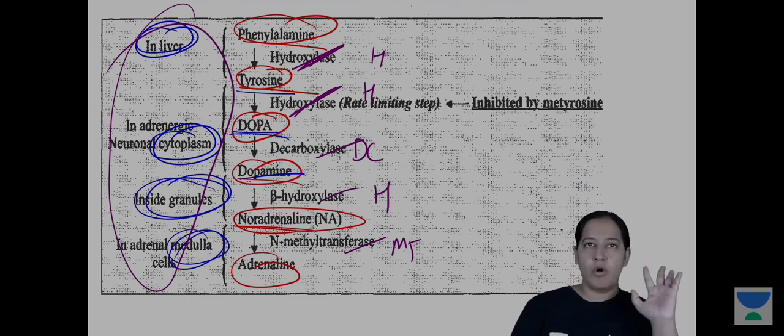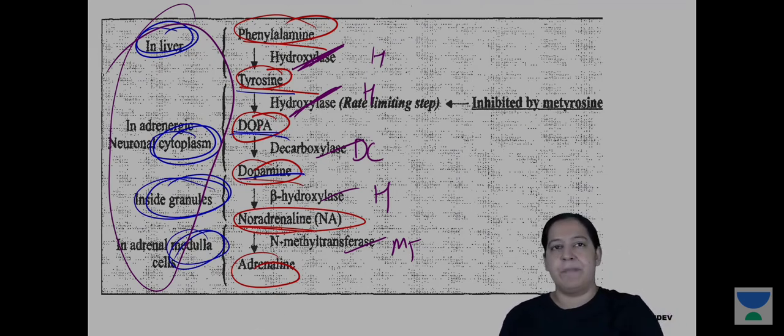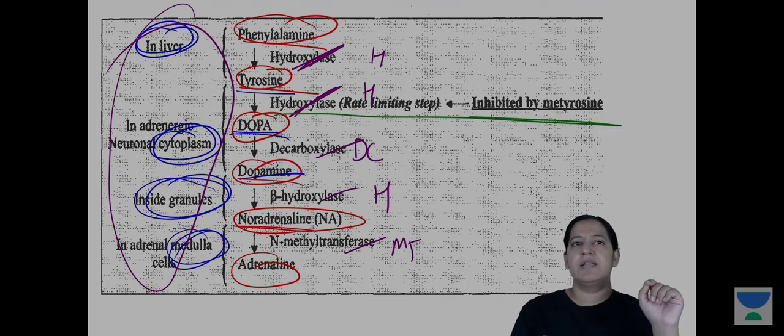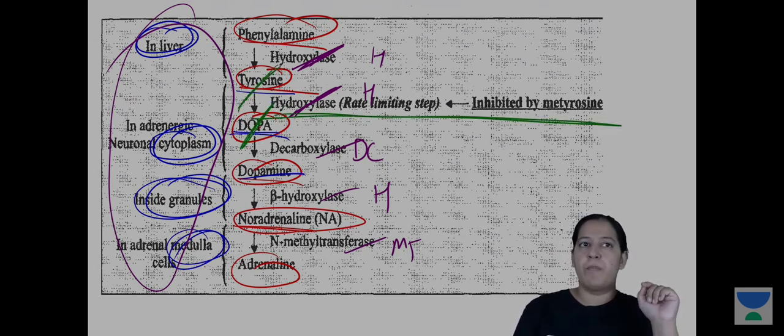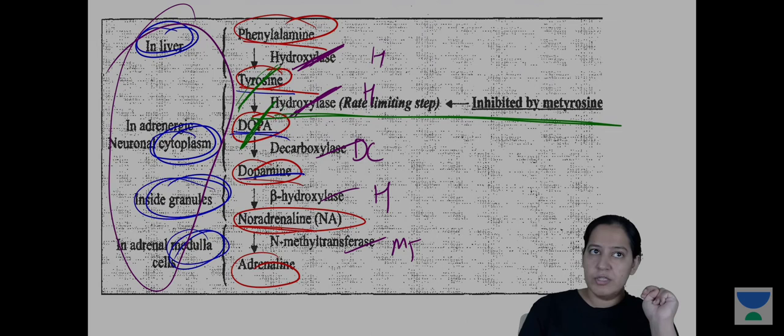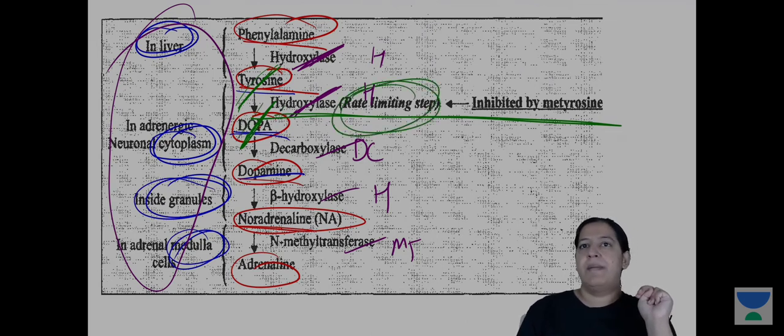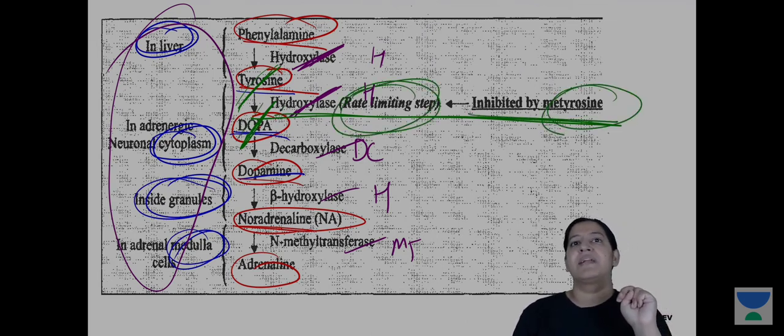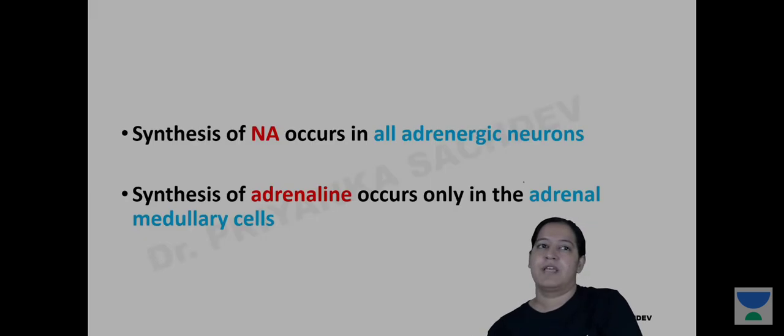One more thing: out of these 5, the rate limiting step is this one. Tyrosine to dopa, that is the second step, is the rate limiting step, and it is inhibited by a poison known as metyrosine. Again, a very important MCQ. So that is the thing.